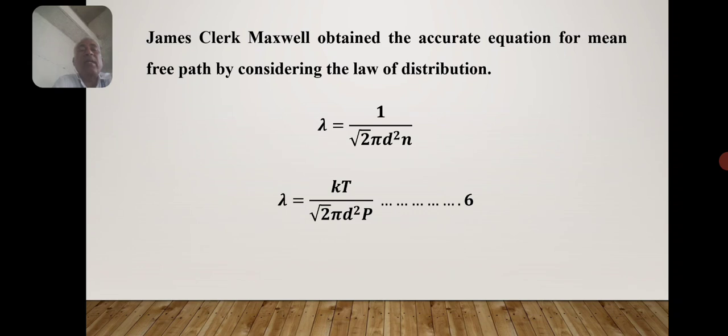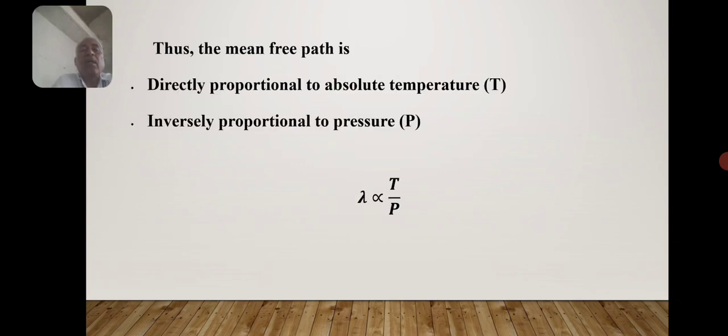James Clerk Maxwell obtained the accurate equation for mean free path by considering the law of distribution, and it is given as lambda equals 1 upon root 2 pi d square into n. Therefore, putting n equals p by kT, lambda equals kT upon root 2 pi d square p. This is equation number 6. Thus, the mean free path is directly proportional to the absolute temperature T and inversely proportional to the pressure P, and it is written as lambda directly proportional to T and inversely proportional to P.